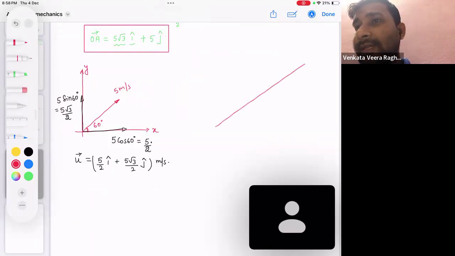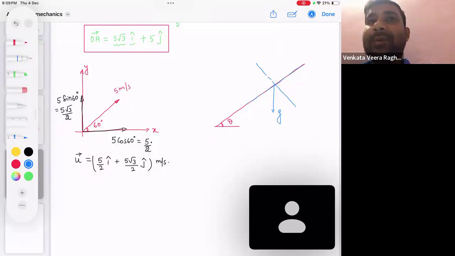Sometimes they will give you an inclined plane. Angle is theta. And what is the acceleration direction? Downward, g. Can you tell me what is the component of g in this direction and in this direction? Please tell me. What are those two components?